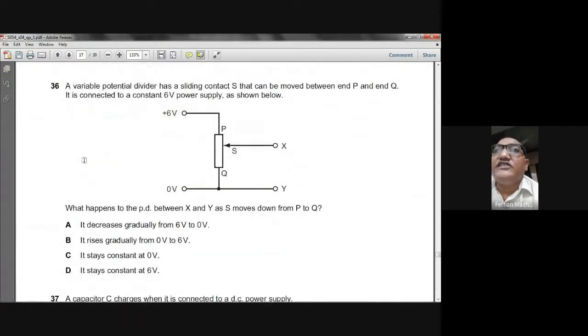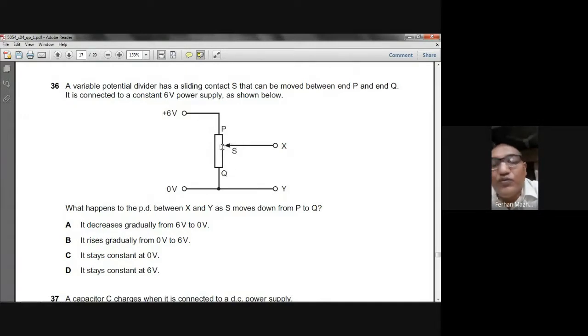Question number 36 is showing up on your screen. A variable potential divider has a sliding contact S that can be moved between P and Q. It is connected to a constant 6-volt power supply as shown below. What happens to the potential difference between X and Y as S moves down from P to Q? You see, this is a sliding potential divider.